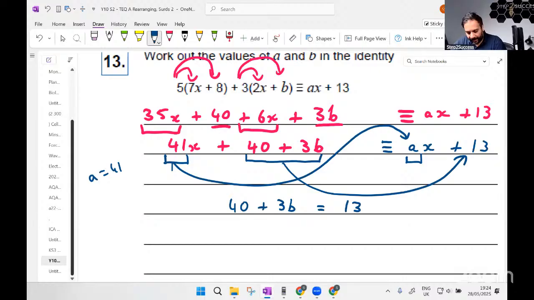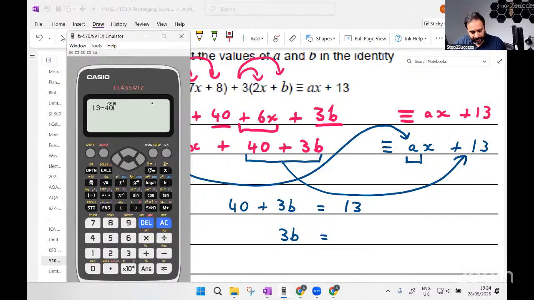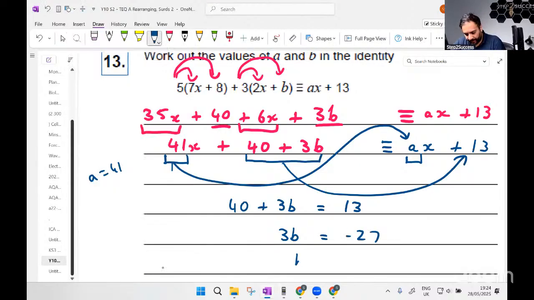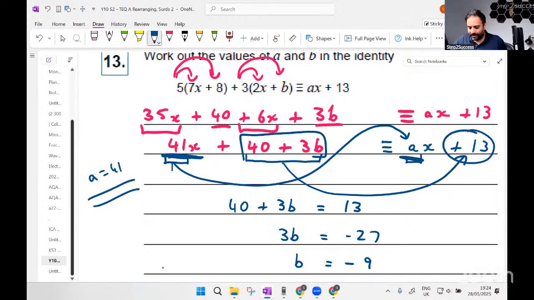And so now I can work out what b is. If I subtract the 40, I'll get minus 27. And if I divide by 3, I get minus 9, which means that a is 41 and b is minus 9. All I did there really was expand these brackets out and just look at it to say, well, that and that must be the same, and this must be the same. That is what that was wanting you to do. Where did I get the 40 from? I expanded 5 times 8 to get 40. That's what I did.